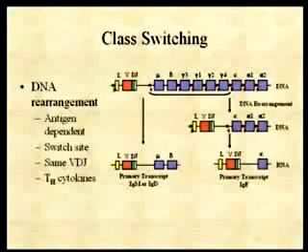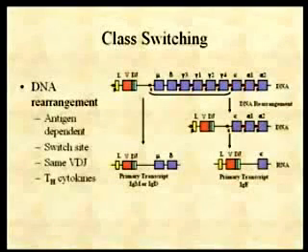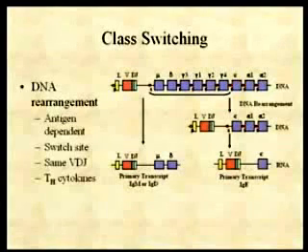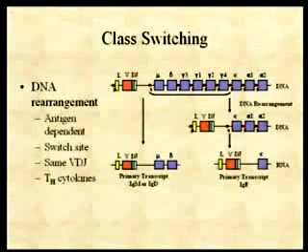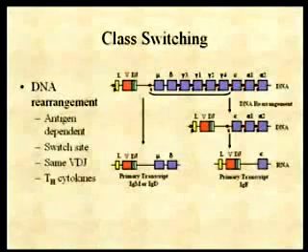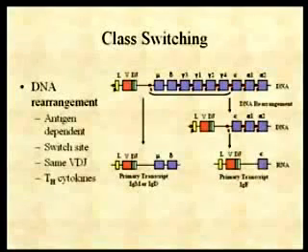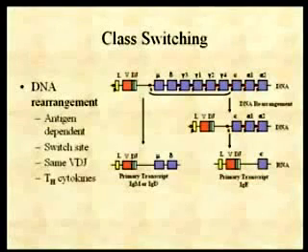Okay? What happens during class switching? When a cell switches from making IgM, the first thing to make, of course, is IgM. When it switches to make another class, yet another DNA rearrangement occurs. All right? But this is different from the rearrangement that generated the VDJ. This does not, for example, use those RAG genes at all, the RAG1 or RAG2. It's a completely different type of rearrangement that's going on. But it is a DNA rearrangement.